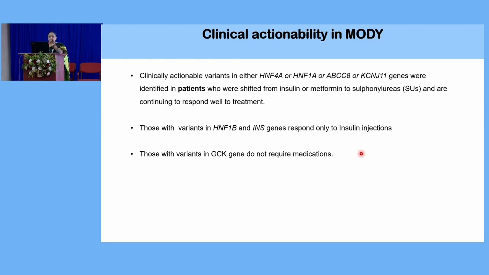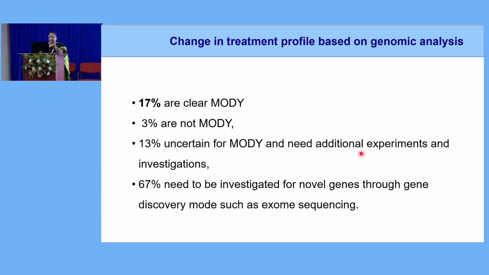So we do see some clinical actionability in the case of the MODY, particularly HNF1, HNF4, ABCC8, KCNJ11, where in most of the cases we could shift them. Around 78% could be shifted to sulfonylurea, and some of HNF1 beta and insulin we could not do, and GCK of course does not require much treatment except for diet. So the change in the treatment profile in our case was that 17% were clear MODY after doing all the analysis, and 3 was not MODY, and 13 was uncertain, and 67 needs to be further classified.